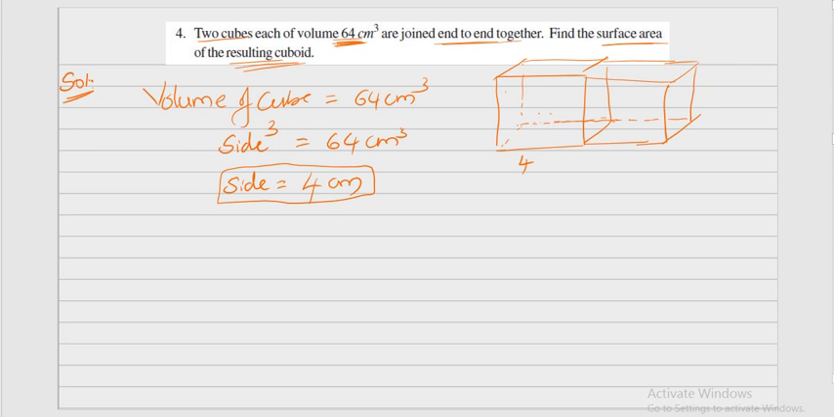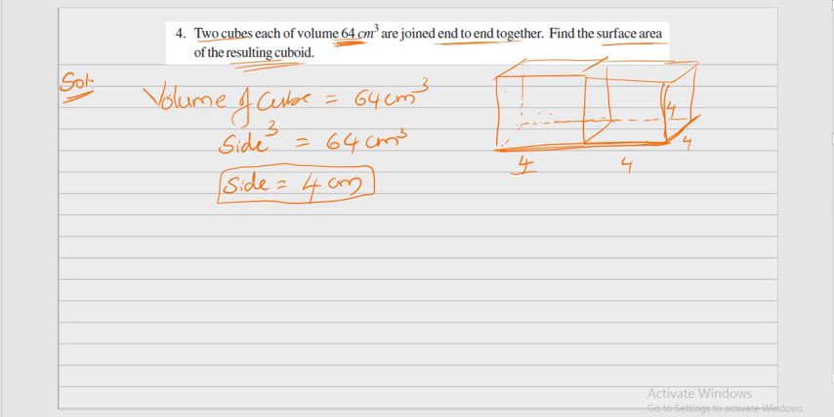So when I write these as 4, the breadth will be 4 and the height will be 4. If you observe, this length is 8, right? Length is 8, breadth is 4, height is 4. So we can clearly call it a cuboid, right?